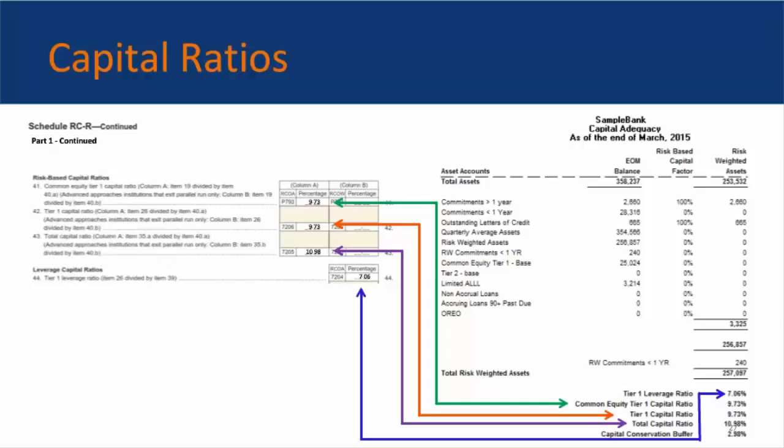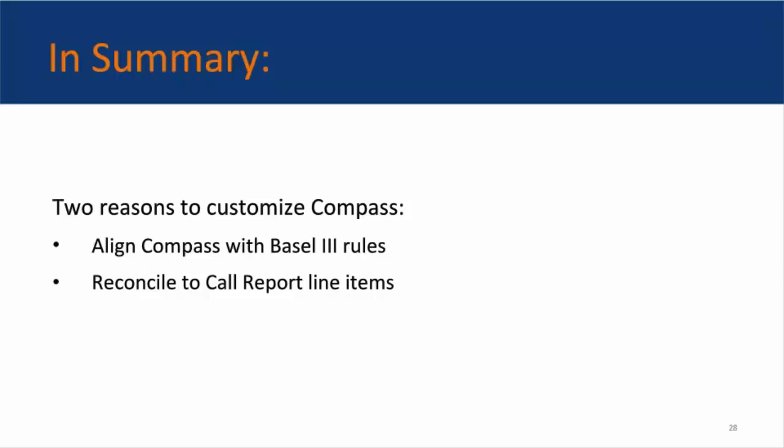Well, let's conclude today's presentation with a quick review. Compass automatically does everything possible to calculate the Basel III ratios. However, some banks will want to make adjustments for two reasons. You may want to make adjustments to pick up details that are not available in your general ledger system or Compass chart of accounts, or to pick up changes made with the Basel III rules. And you may also want to make adjustments to get an exact match with line items or the ratios to reconcile to your call report.